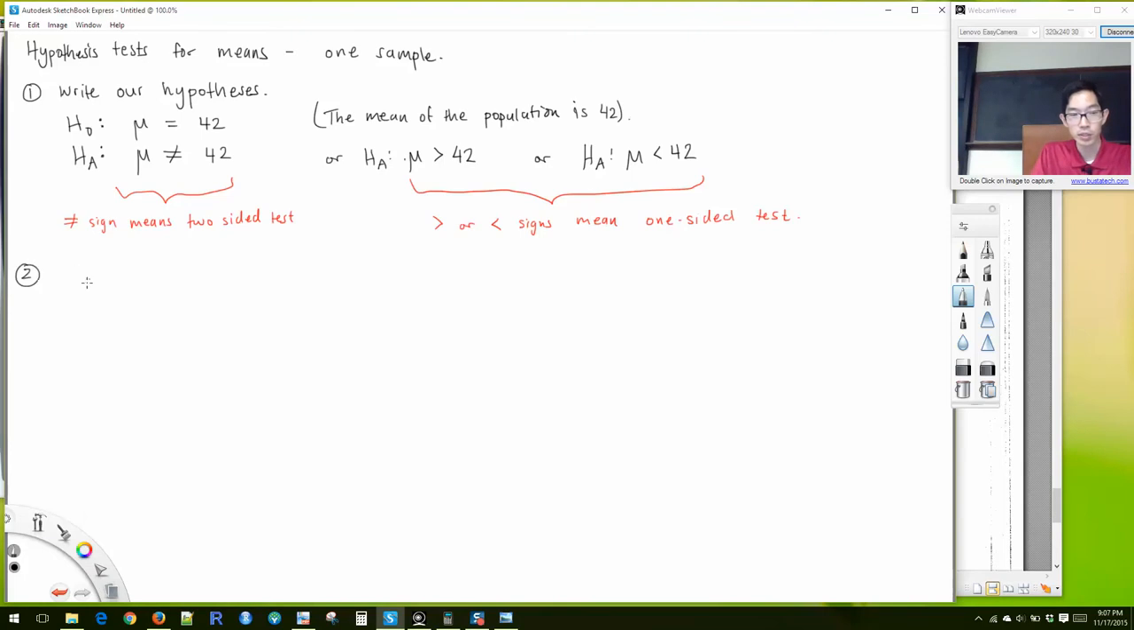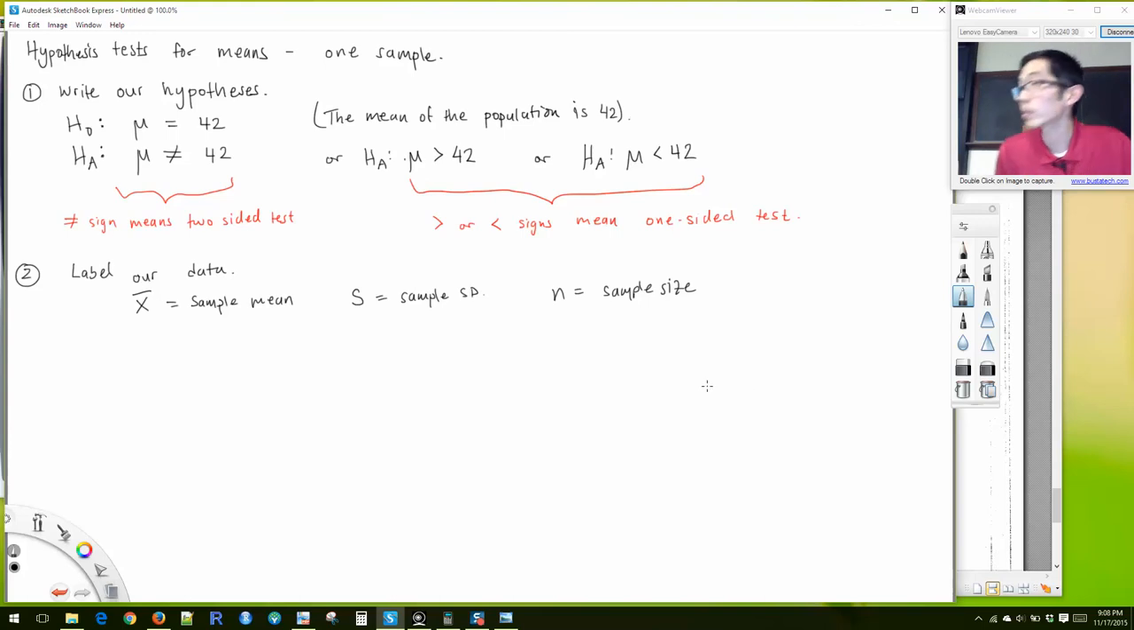All right, so here we're going to label our data. So the data we need will be x bar, s, and n. N is our sample size, s is our sample standard deviation, and x bar is our sample mean. Okay, so far so good?